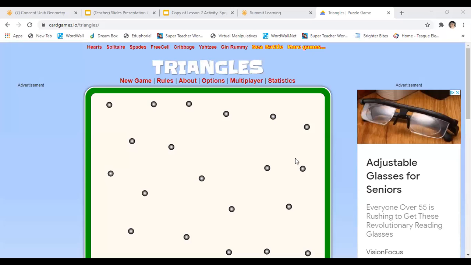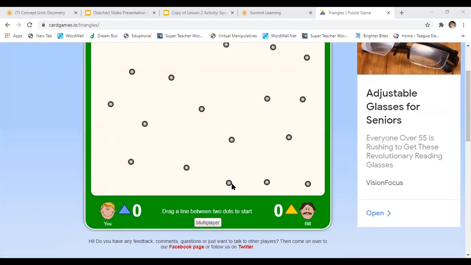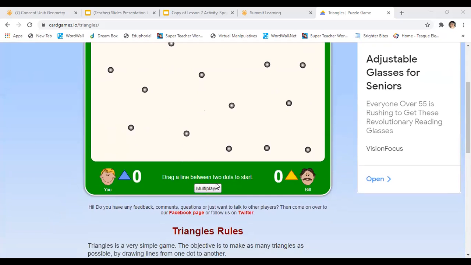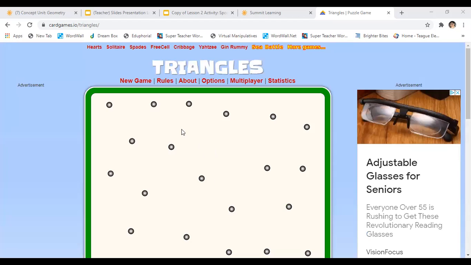Now, before you go on and work on your own independently or with your teacher, I want to show you one more thing that I want you to do today. I want you to practice making triangles and identifying the triangle. I want you to say this is a right triangle because it has a 90-degree angle in the corner. I want you to say this is an acute triangle because it has 3 acute angles, 1 in each of the corners. And this is an obtuse triangle because it has 1 obtuse angle out of the 3. So this is called triangles, and you play it with the computer. And you could also play multiplayer, but let's go ahead and get started.